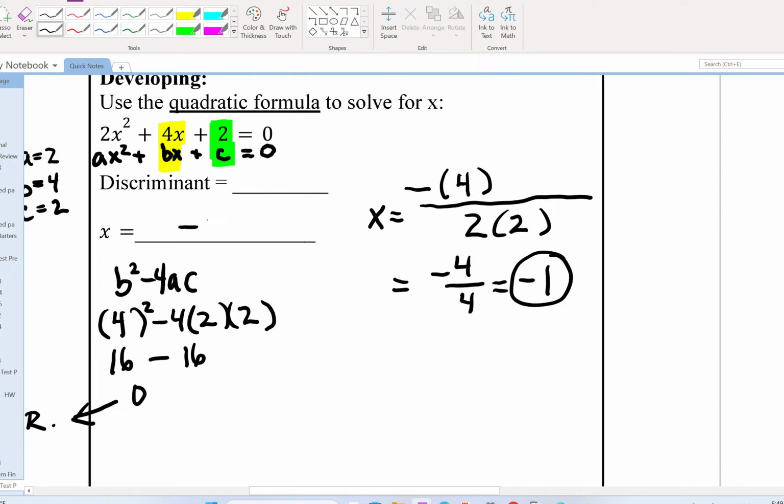And so we get negative 1. Oh, yeah, the discriminant here is 0. Okay, so the solution is negative 1. That's the one real solution that we found. The discriminant is a step along the way, and that's how we do this.